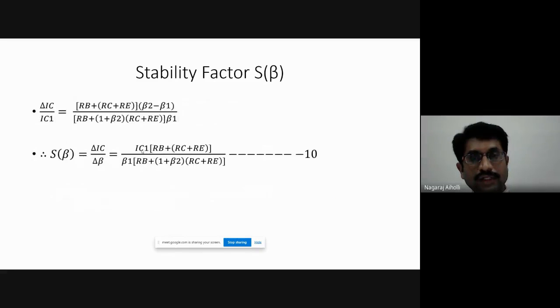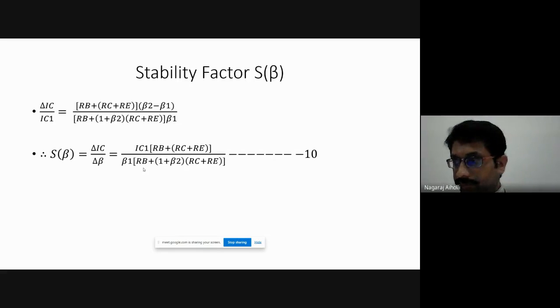Any doubts here, students, in this derivation of S of beta? Understood this S of beta? The steps remain the same, that's what I told. Just the basic input loop equation will be different for the different biasing circuits, and based on that, applying the required steps, you will get the final equation for S of beta. Any doubts here?